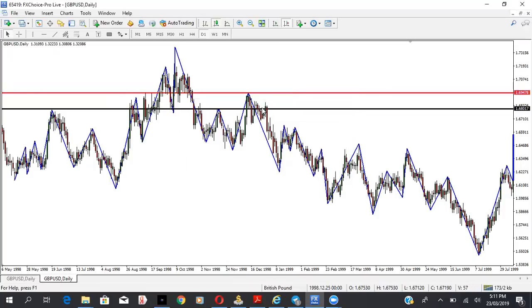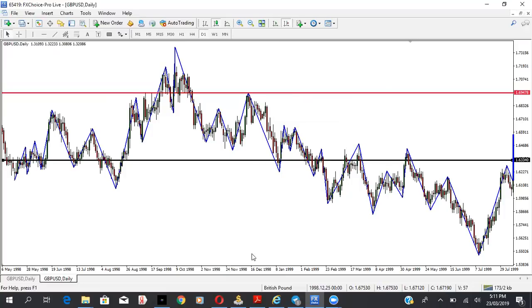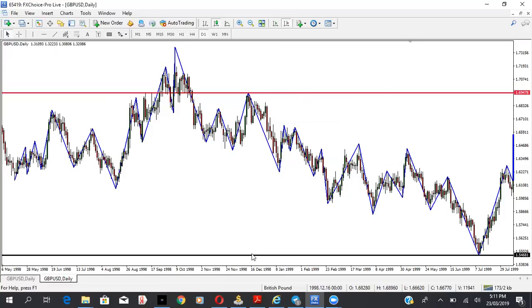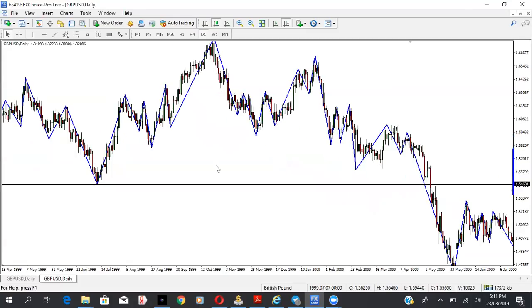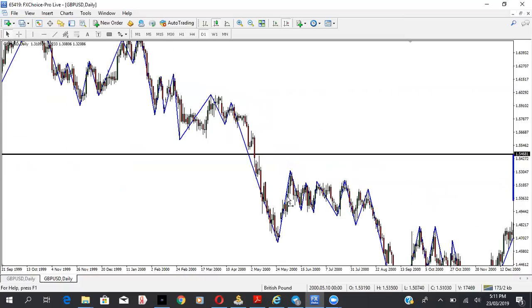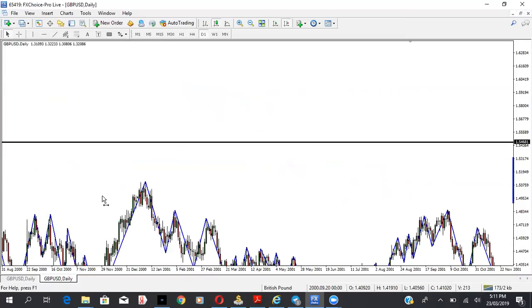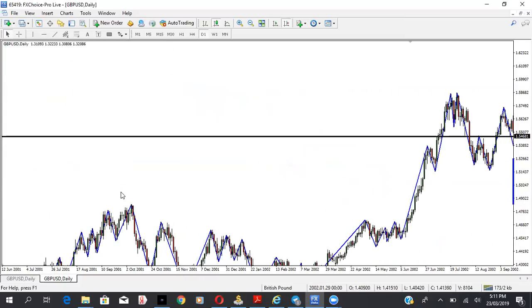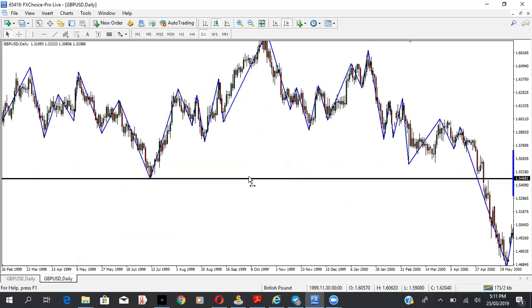Then let me look for another level. Let me pick this level down here, 1.5468. Let's see. As we can see, it wasn't respected here. Price broke clear through it. And let's see what happens in the future. It wasn't really respected. So we can say this level is an area of support.